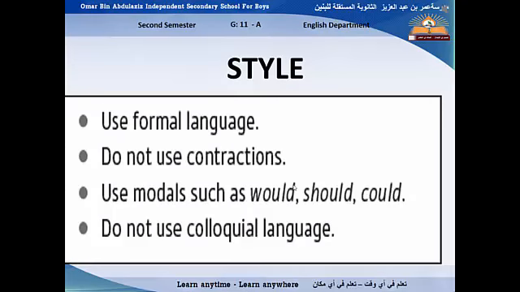The style, of course: you are going to use formal language for the formal letter. Don't use contractions or abbreviations like I can't or I don't. Use modals such as would, should, could. The modals are very important. Don't use colloquial or everyday language, or the language of a friend, as if you know that person and you are trying to be simple with him. Write in a formal way because you don't know such a person.